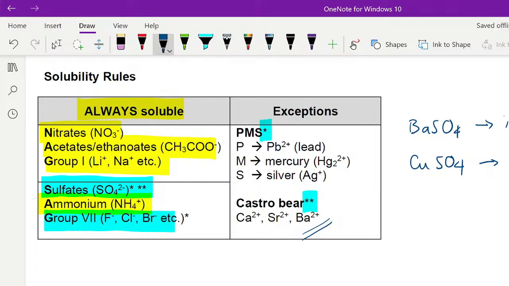You also have to memorize that most hydroxides and carbonates are insoluble. There are exceptions, but most of them are insoluble. One of the exceptions is group 1, because group 1 compounds are always soluble. So sodium hydroxide and sodium carbonate are soluble.